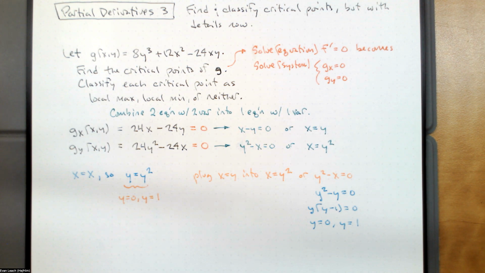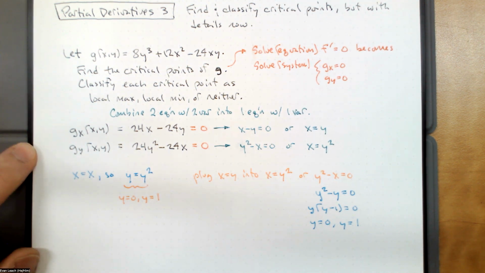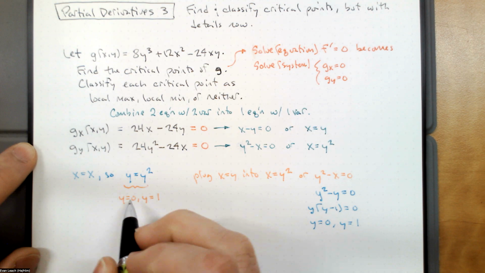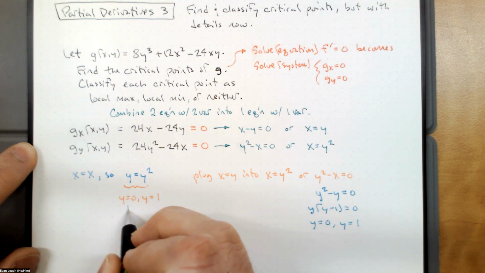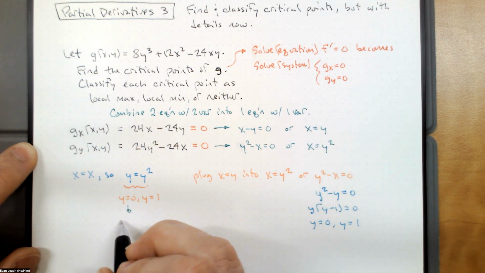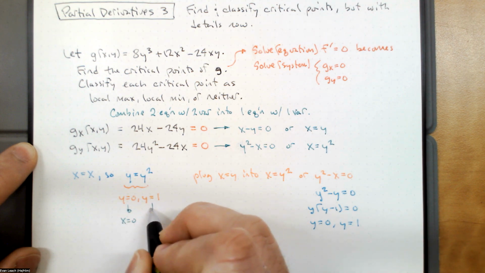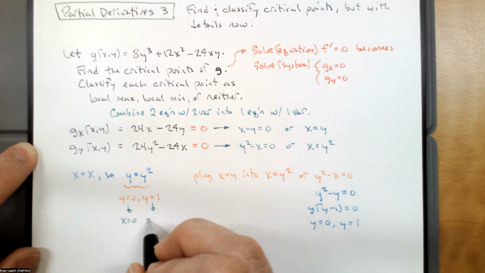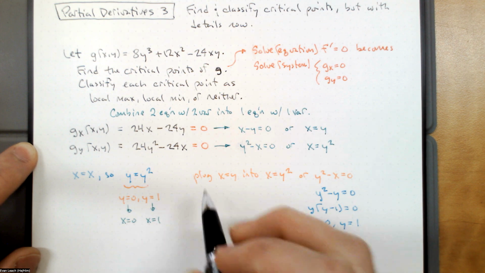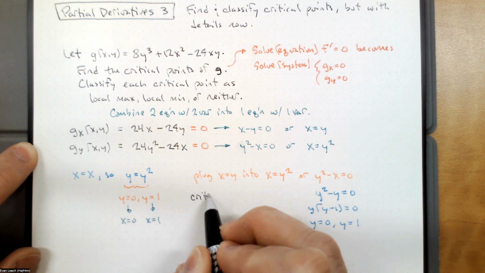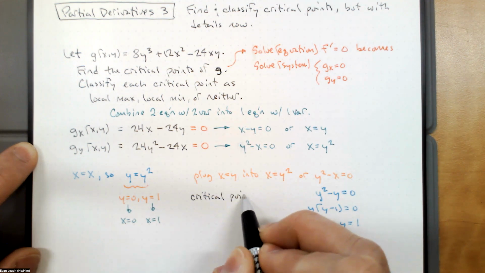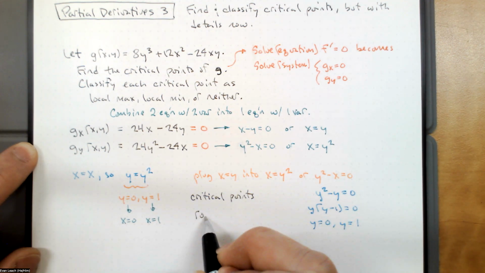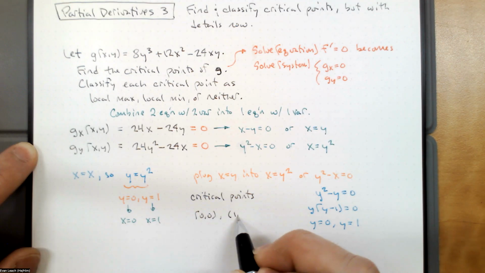These are only half the points. I've got 2 y coordinates. I need to find out what x coordinates they correspond to. So if y is 0 and x equals y, then x equals 0 to go with that one. If y is 1 and x equals y, then x equals 1. So our critical points are 0, 0, and 1, 1.